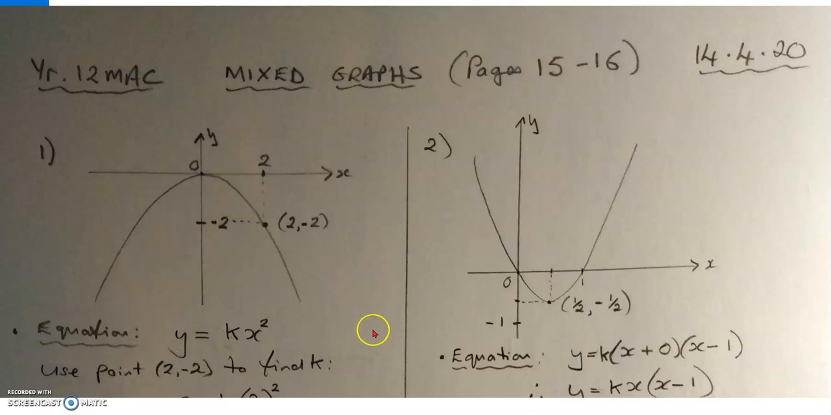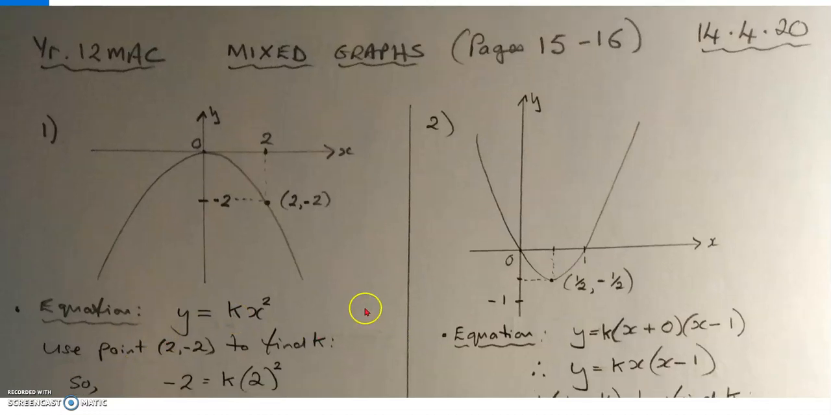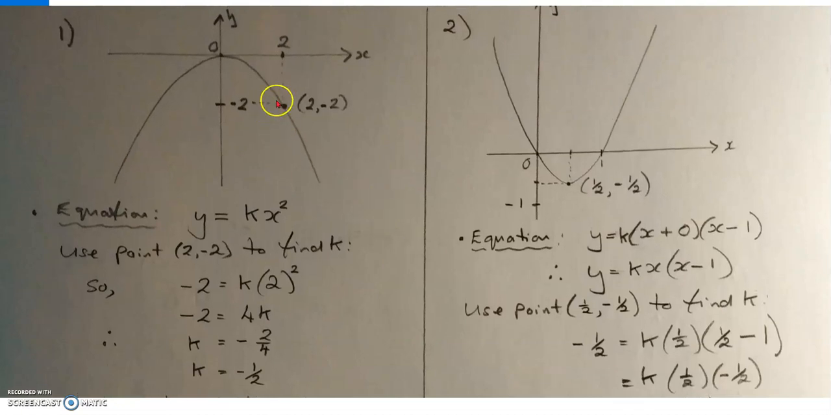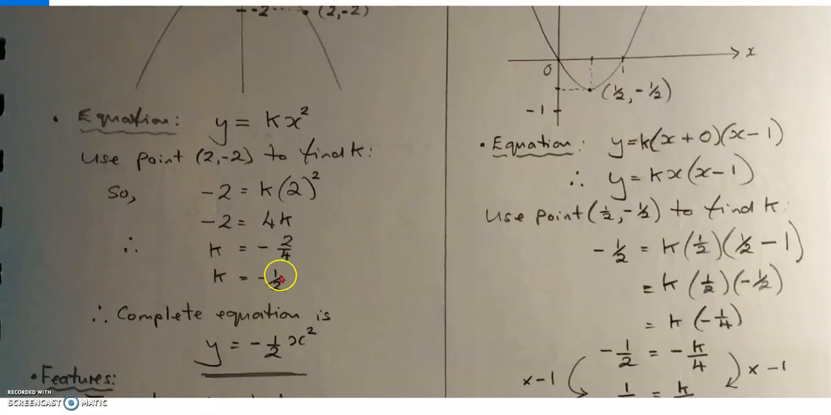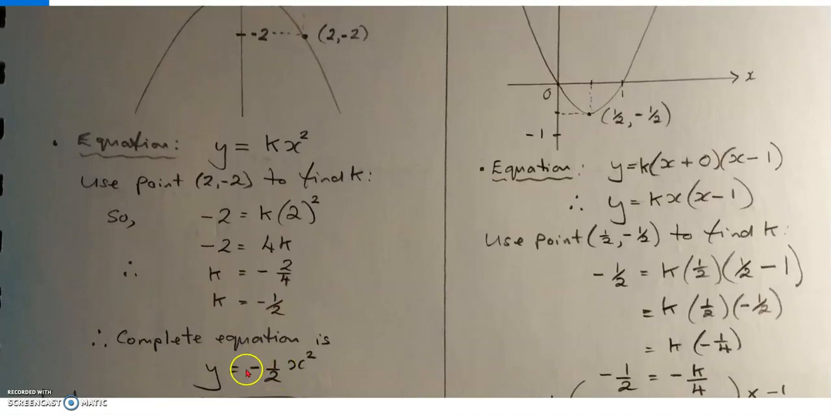Okay, so we're going to use the point (2, -2). It sits on the curve, to find k. So you put -2 for y, put 2 for x. 2 squared is 4, so -2 equals 4k. Cross multiply the 4 below the -2, and you're going to get -2 over 4, which is minus a half. So the full equation is y equals minus a half, there's k, x squared.